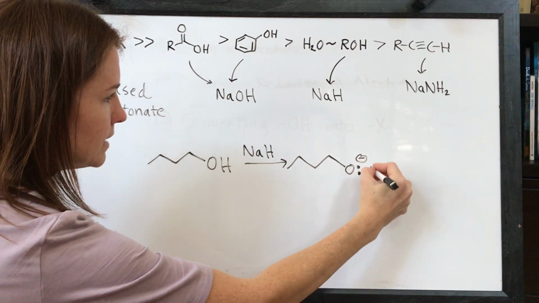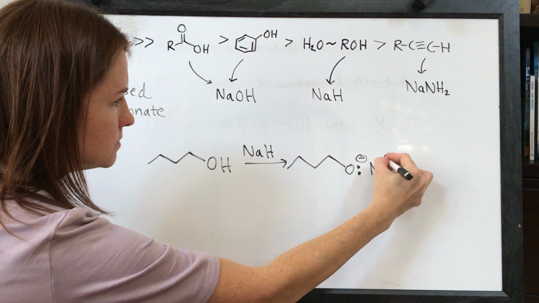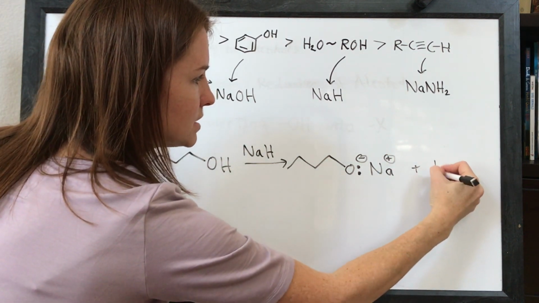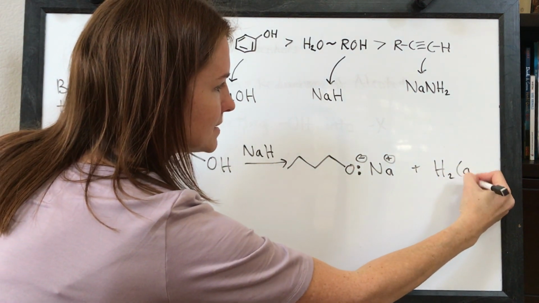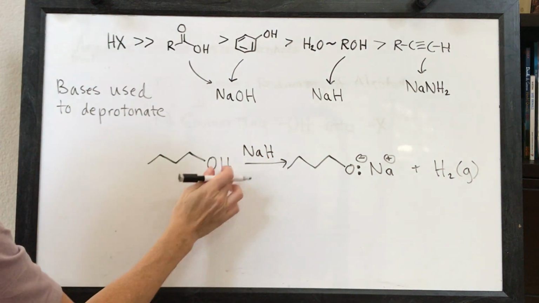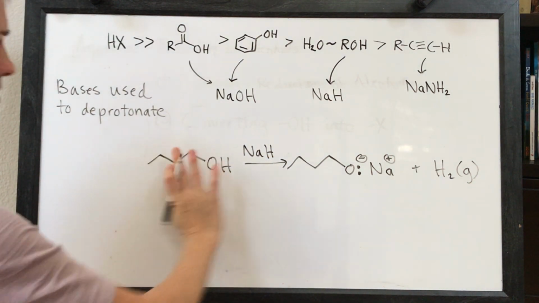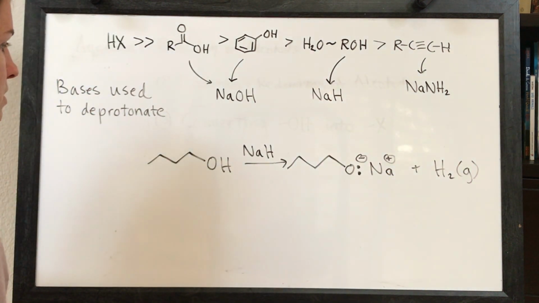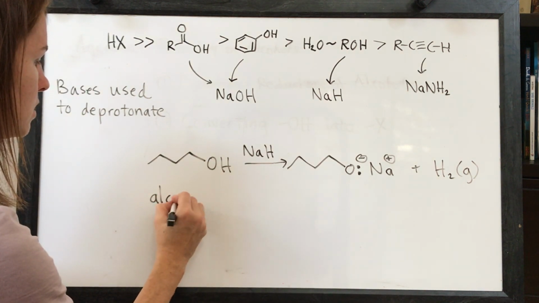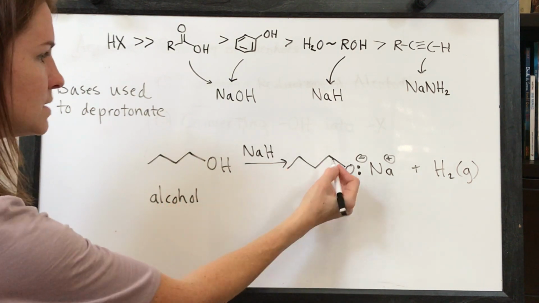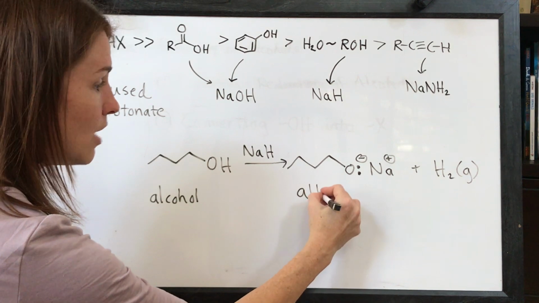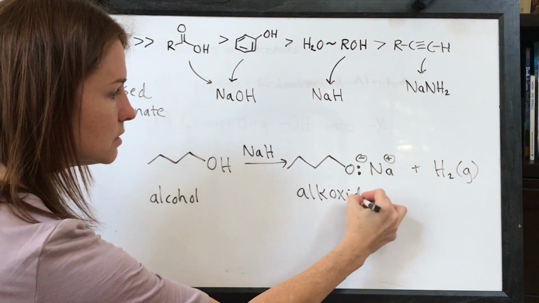And you're left with something like this. And then the side product is H2 gas, because H minus just pulled off H plus. So there's a good driving force for this reaction. And this is our alcohol, and once we deprotonate it, we call it an alkoxide ion.